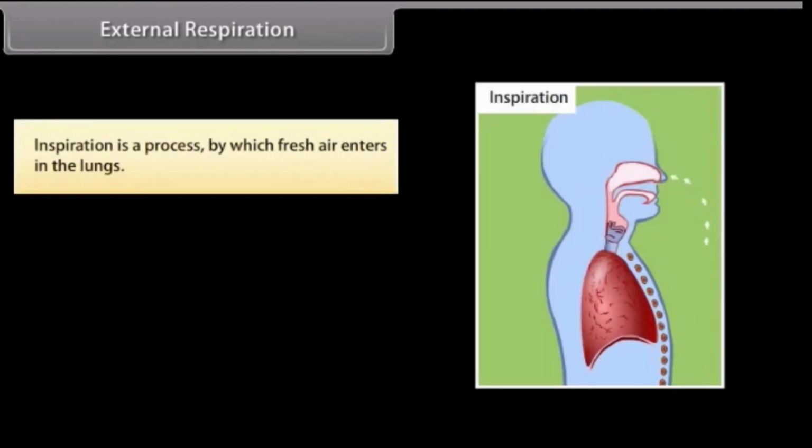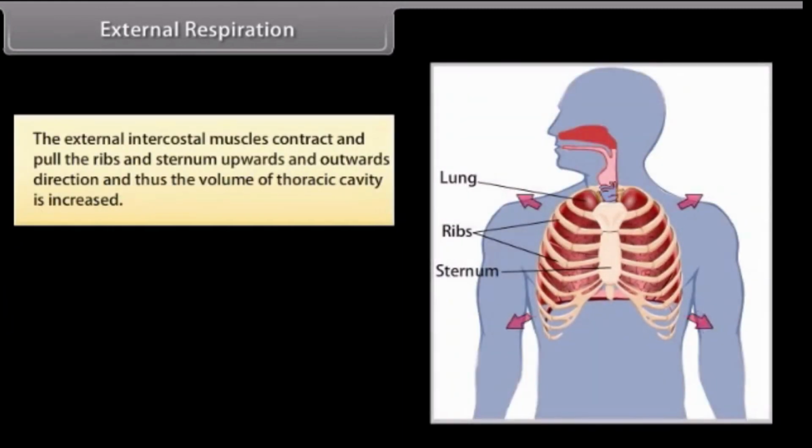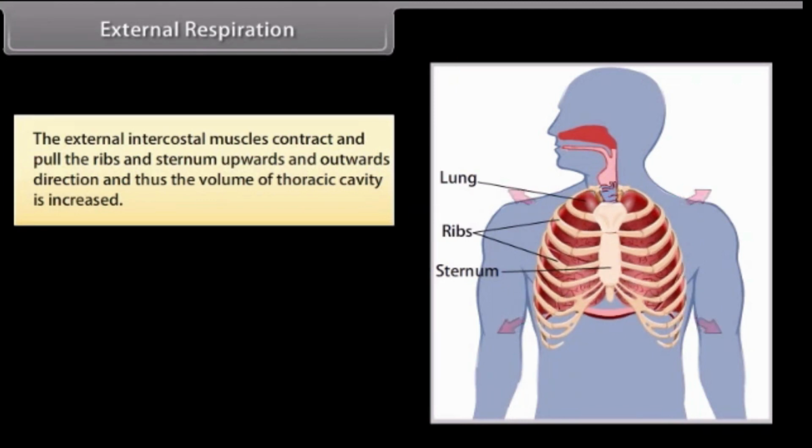Inspiration is a process by which fresh air enters the lungs. In this, the diaphragm becomes flat and gets lowered by the contraction of its muscle fibers and increases the volume of the thoracic cavity. The external intercostal muscles contract and pull the ribs and sternum in an upward and outward direction, and thus the volume of the thoracic cavity is increased.